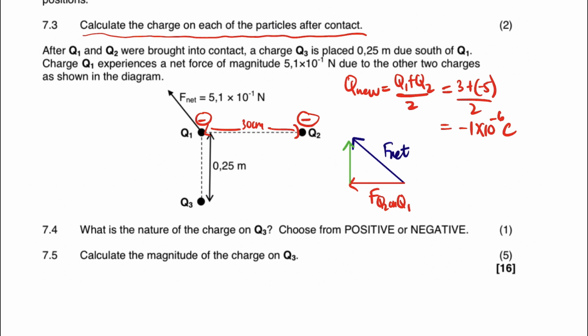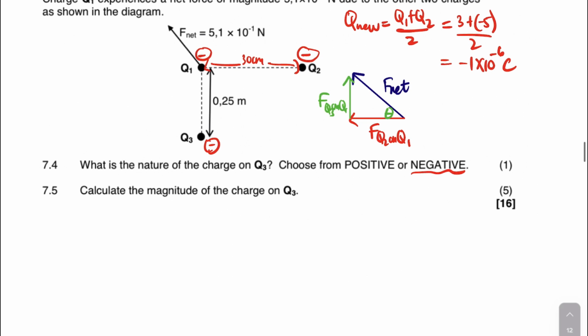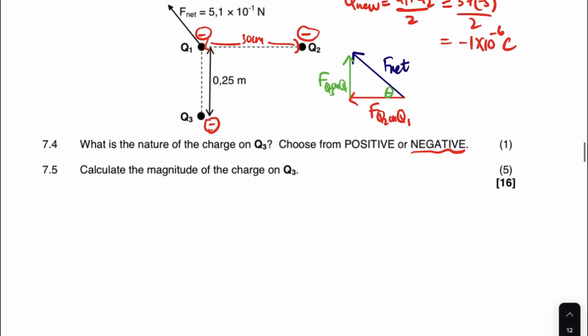So we conclude that the charge here is what? Is negative. The answer there is negative. So this force is a force of what? Of Q3 on Q1. I hope that makes sense, guys, and we have an angle there. So now 7.5, it says calculate the magnitude of Q3.